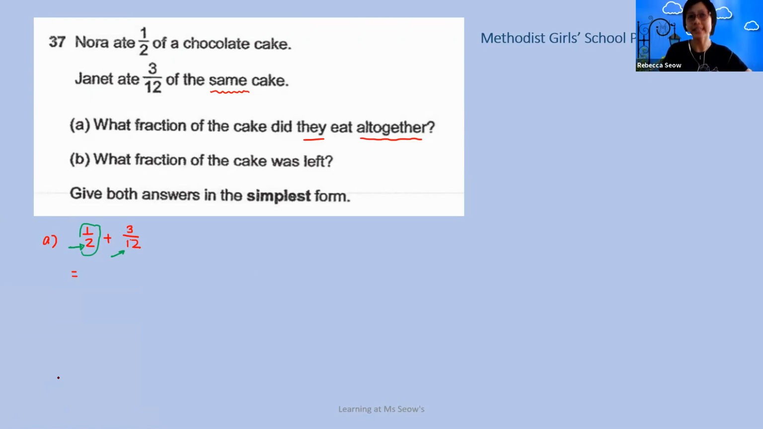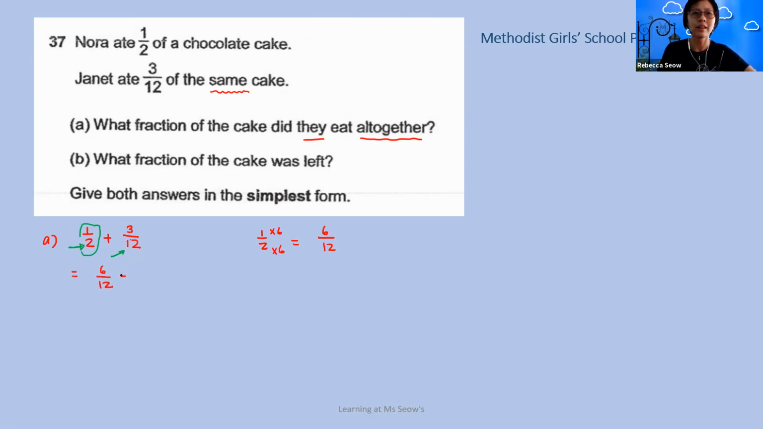And you will find that yes, we can by simply taking half and multiplying the numerator and the denominator by 6. So 1 times 6 in the numerator makes 6 and 2 times 6 in the denominator makes 12. So half is also written as 6 out of 12. I'm going to put it on the second line.